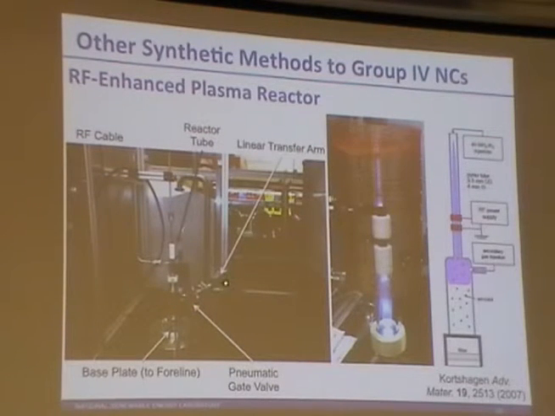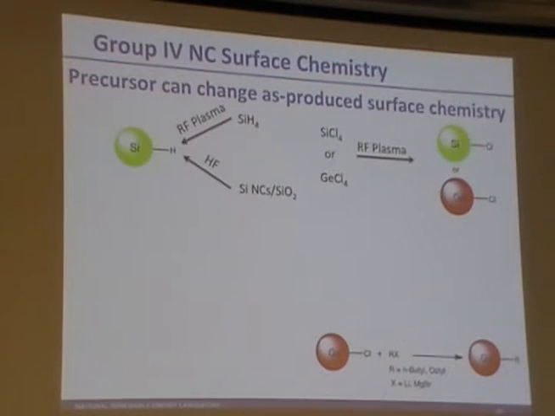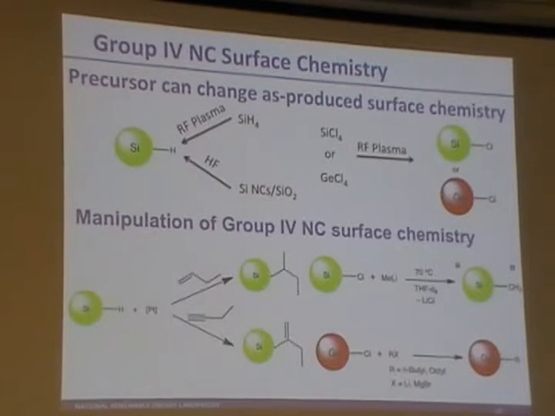We have a linear transfer arm with a load lock so that we can collect our samples very air-free, pump them into our glove box, which is right behind here, and do lots of chemistry at the surface under rigorously air-free conditions. So this is a plasma that I actually struck for the first time about a month ago, so we're getting there. Got a little strange thing here.